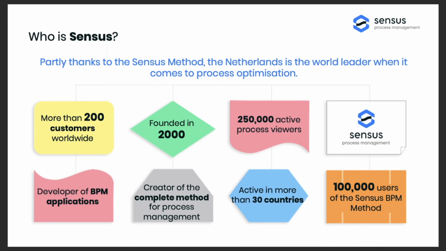That's Sensus BPM Online. It's developed with the latest web technologies, so we are really up to date. We have more than 200 customers worldwide, 250,000 active process viewers who look at their processes via the Sensus BPM Publisher, and we are active in more than 30 countries. So we have a lot of experience.